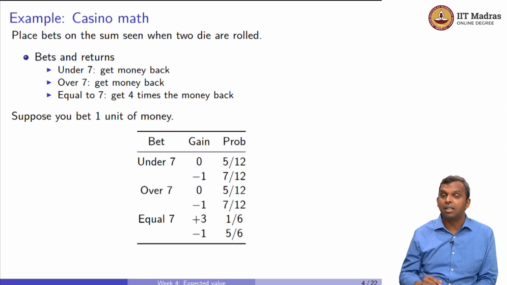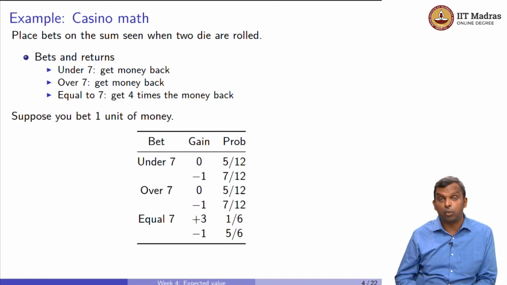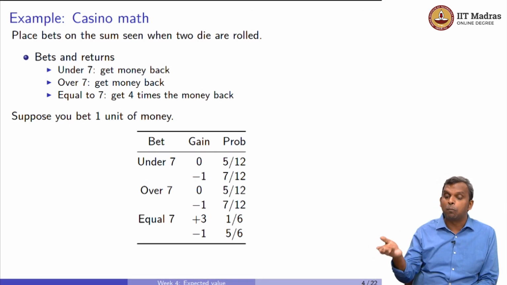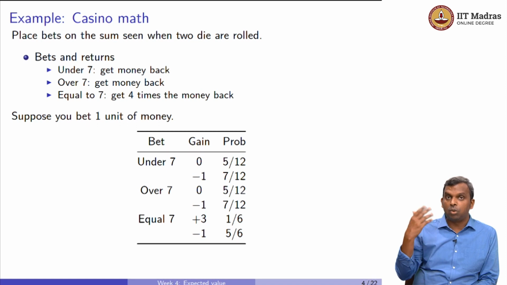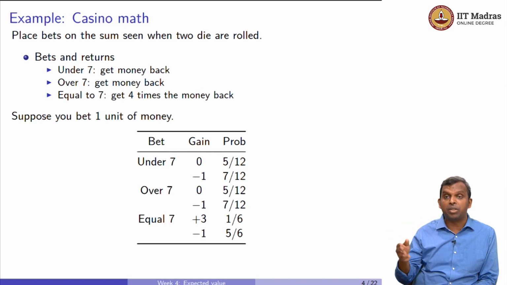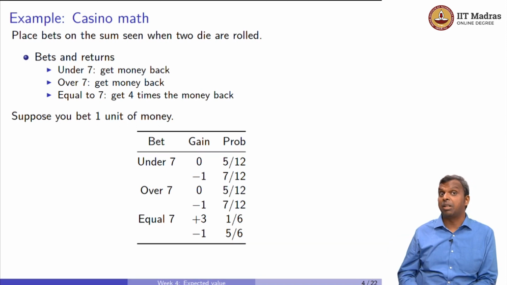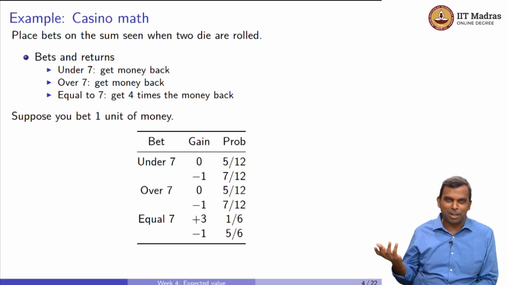You throw a pair of dice. What's the probability that the sum is less than 7? Strictly less than 7, you'll get an answer 5 by 12. But if you bet under 7 and the number is actually equal to 7 or greater, you lose, and in that case your gain is -1. You've lost money, right? And that happens with probability 7 by 12. You can do a very simple calculation there. Once again, 1 minus 5 by 12 is 7 by 12.